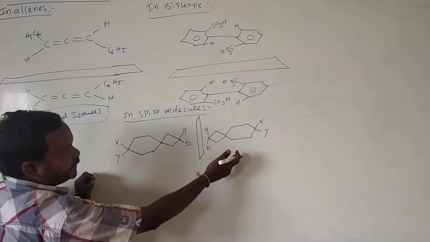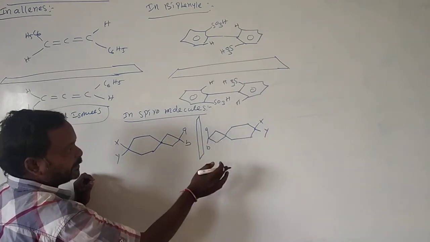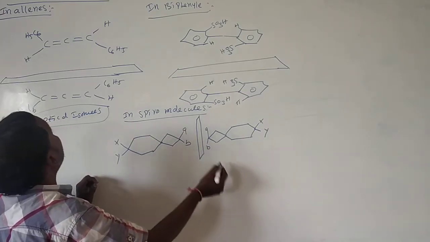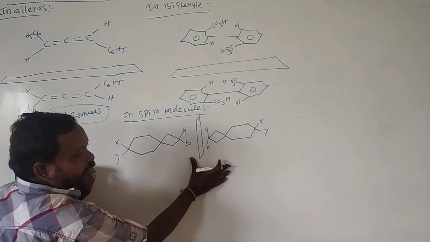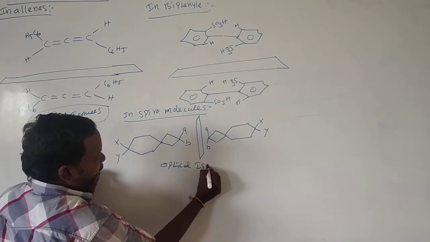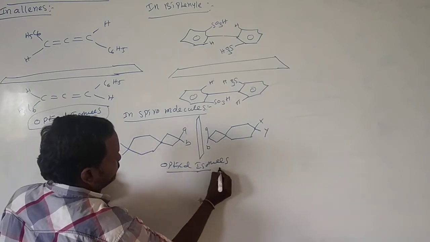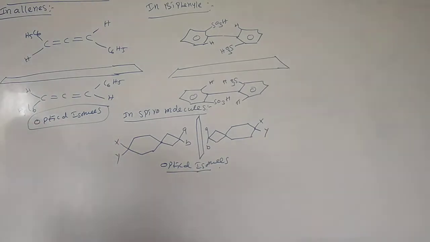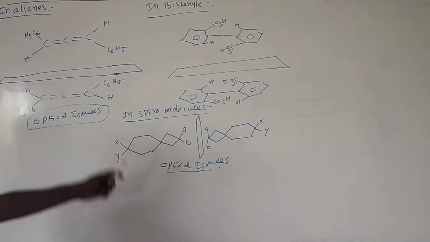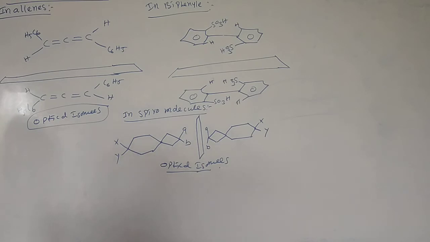Okay, see this one is the mirror image of this one, both are mirror images, both are enantiomers, both are spiro molecules. This is also called a racemic mixture. These two are also optical isomers. This is about the optical isomerism in allenes, in biphenyls and in spiro molecules. This is about optical isomerism.